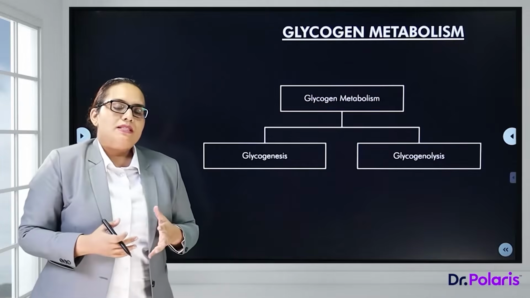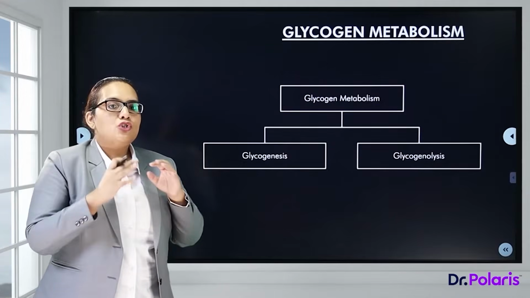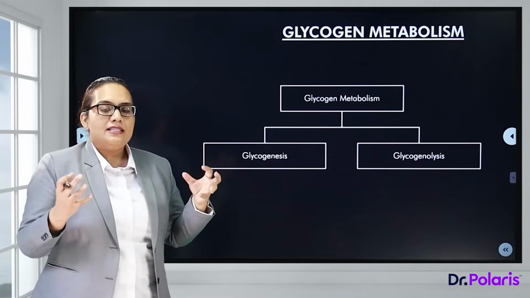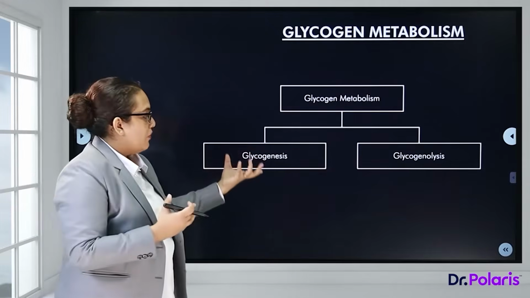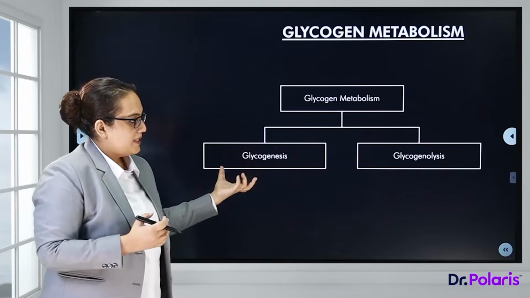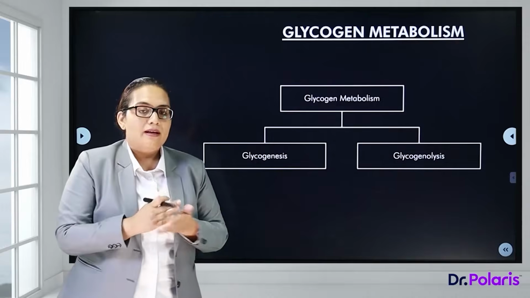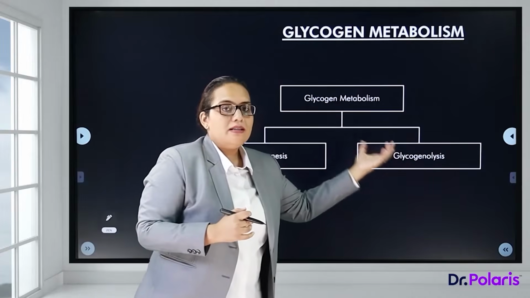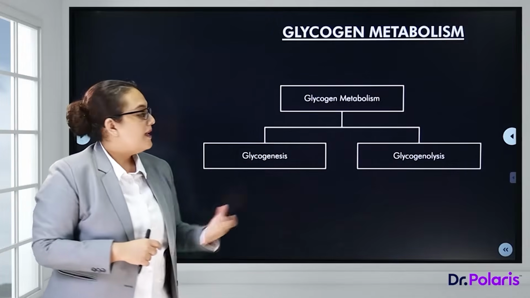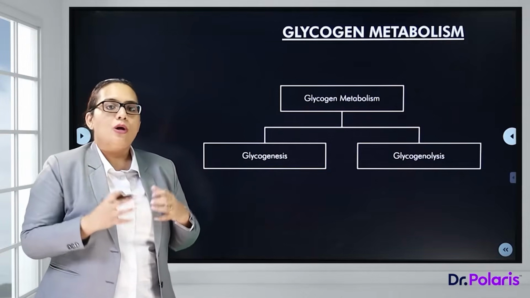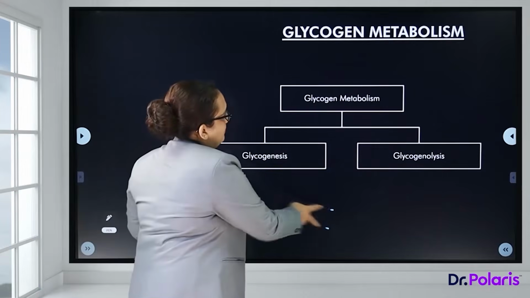Now coming to metabolism, glycogen metabolism has two main pathways. One is glycogenesis. Genesis means to form, so there is formation of glycogen in glycogenesis. And then you have glycogenolysis. Lysis means to break. So breakdown of glycogen is known as glycogenolysis. Let's have a look at the first pathway, which is formation of glycogen or glycogenesis.